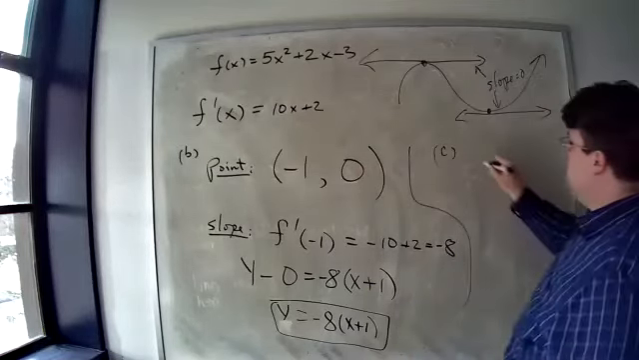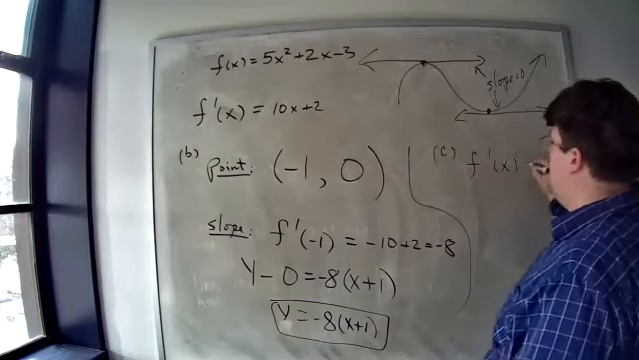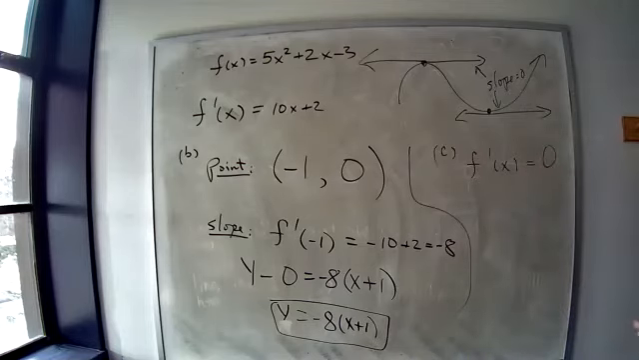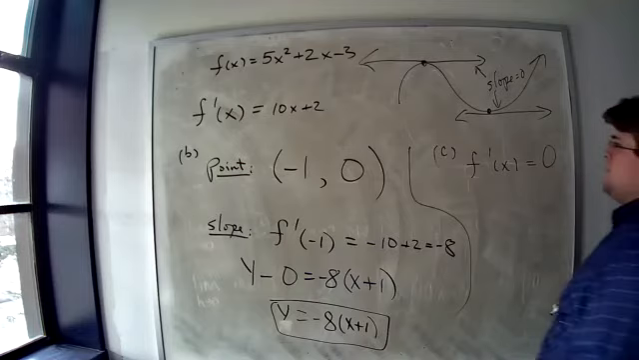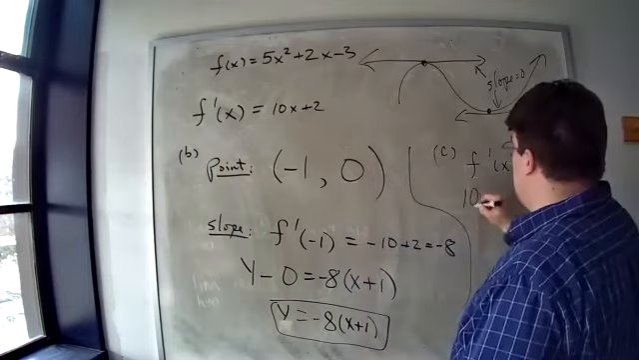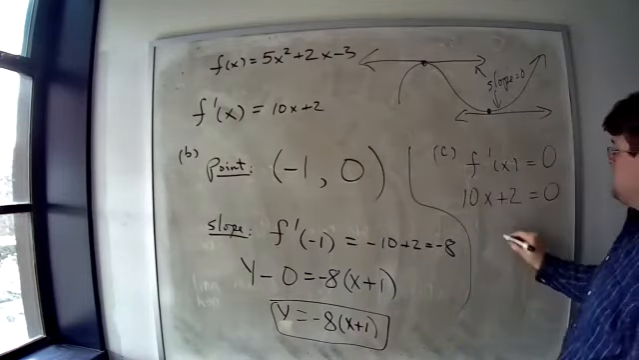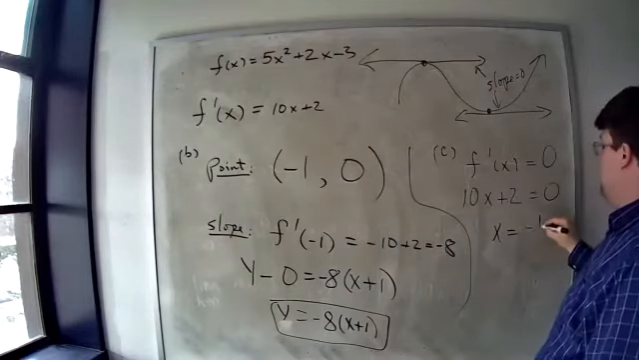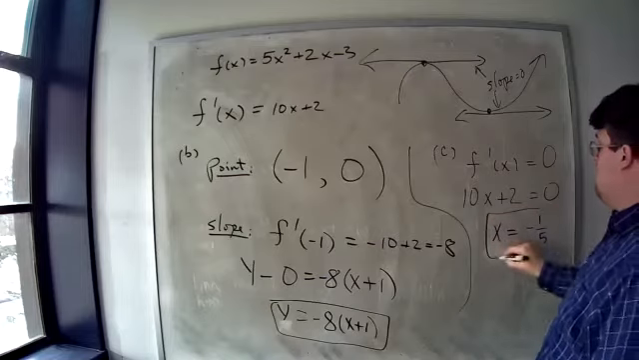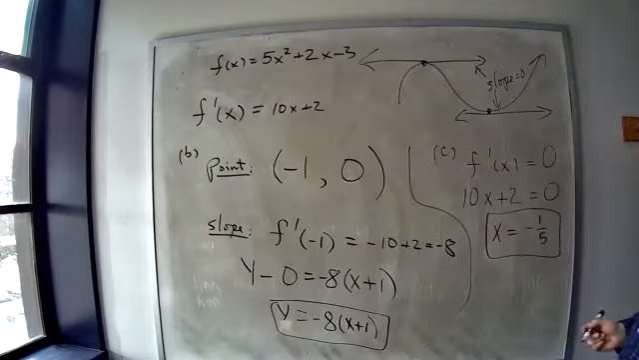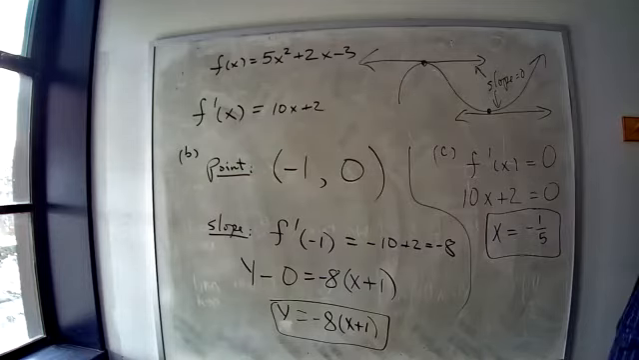So for part C, all we need to do is set the derivative equal to 0 and find the x value. So here the derivative is 10x plus 2. Set that equal to 0, solve for x. What do we get? x equals, subtract 2, divide by 10. Negative 2/10 reduces to negative 1/5. Any questions about 3c?